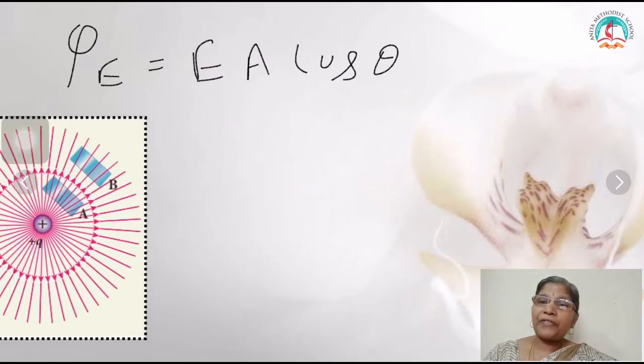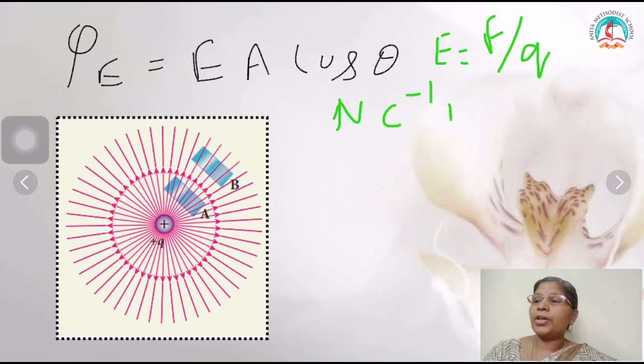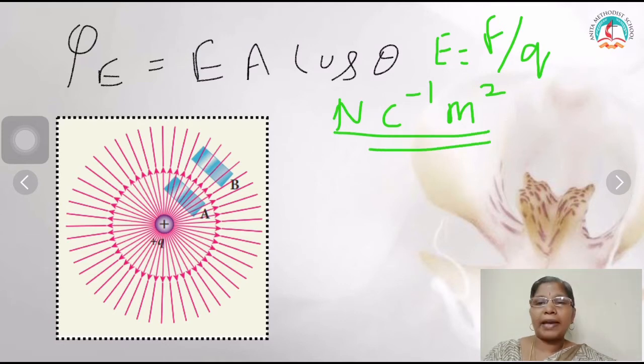Now what is the formula for electric flux? Phi E value is equal to EA cos theta. So E, what is the formula? E value is equal to force divided by charge, so the unit is N C power minus 1. Area, the unit is meter square. So the unit of electric flux is N m square C power minus 1. Okay. Now you see the diagram.